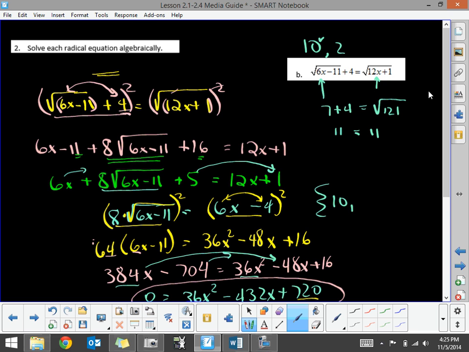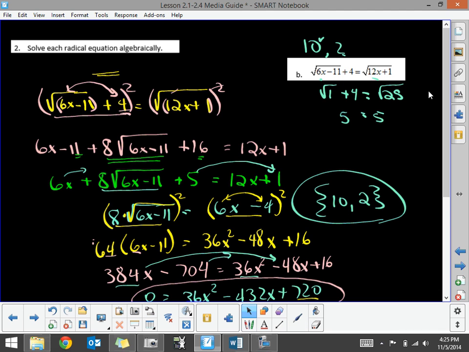And I also want to try out the 2. So I'm going to take 6 times 2. 6 times 2 is 12. 12 minus 11 is 1. The square root of 1 is 1. Plus 4 is 5. On the right side, I got 2 times 12, which is 24. Plus 1 is 25. So we got the square root of 25, which is 5. So these both work. So I want to keep both the 10 and the 2.